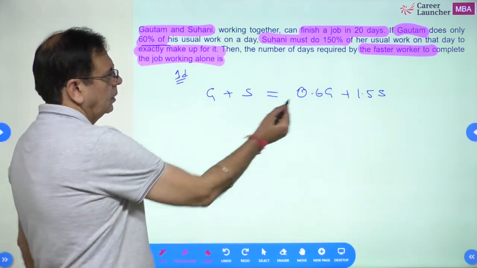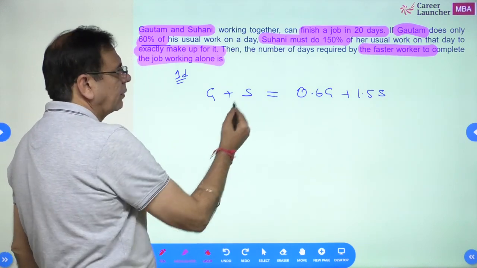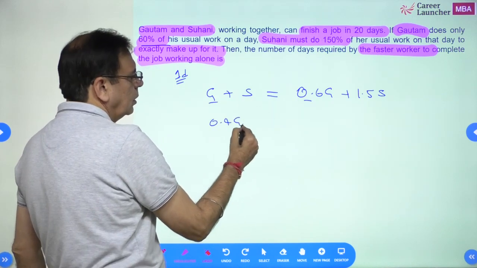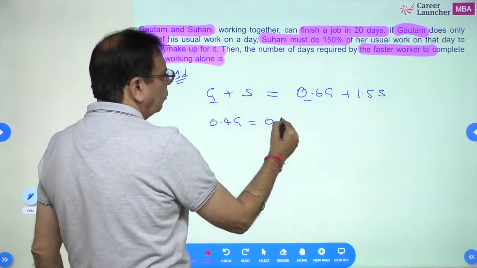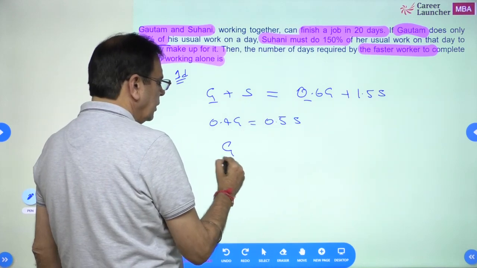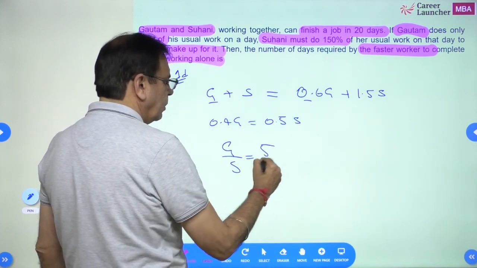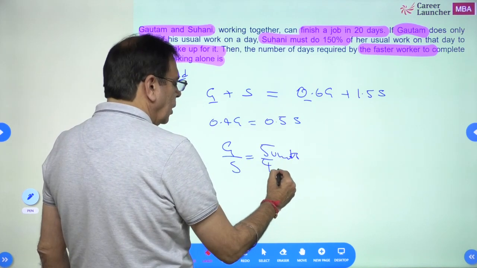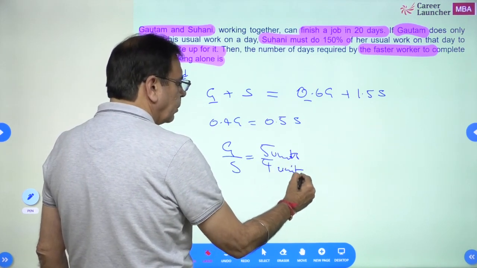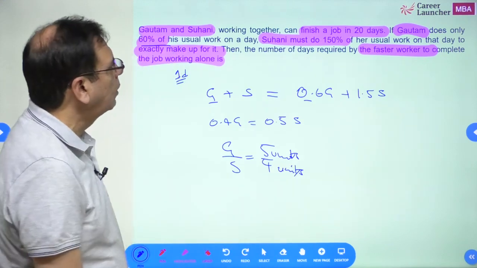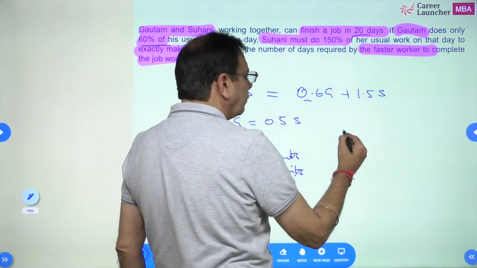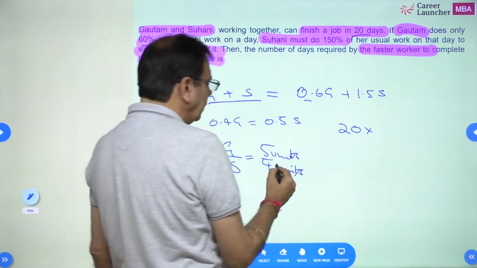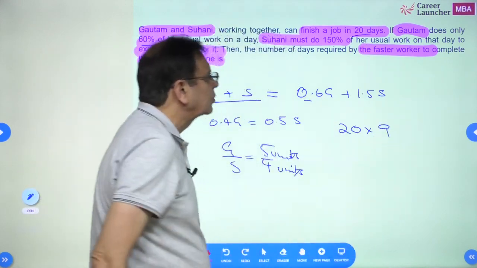What does that mean? If you transpose 0.6G to the left hand side and S to the right hand side, क्या होगा? 0.4G should be equal to 0.5S. So what should be G upon S? It should be 5 by 4. That means that Gautam does 5 units of work per day. Sohani should be doing 4 units of work per day. So what is the total amount of work? In 20 days they are able to finish the work. In 20 days they do at the rate of 5 plus 4, 9 units of work. So total amount of work is this much.